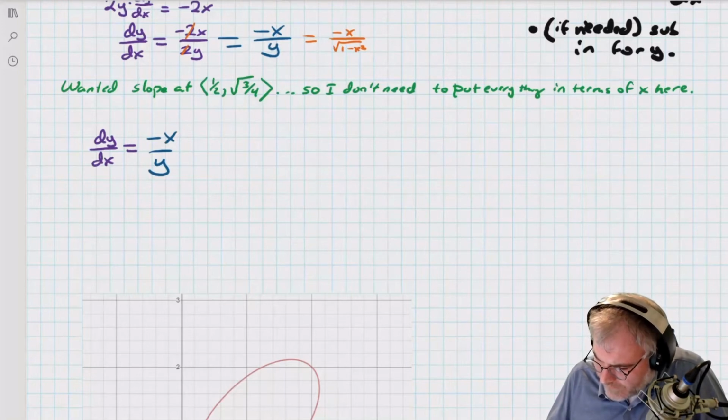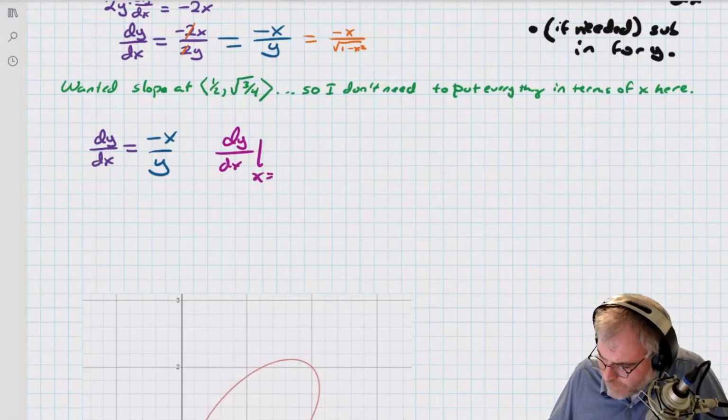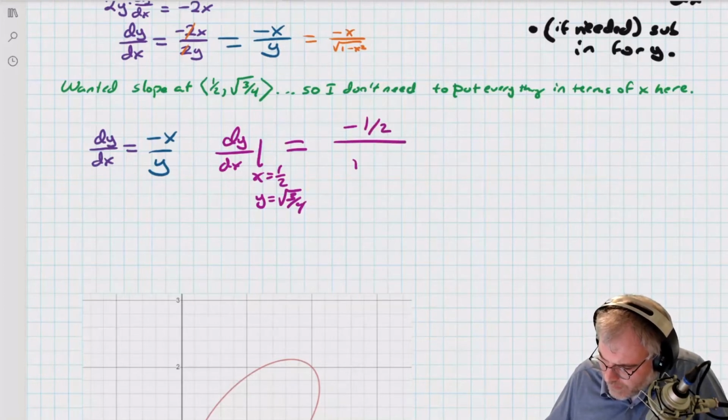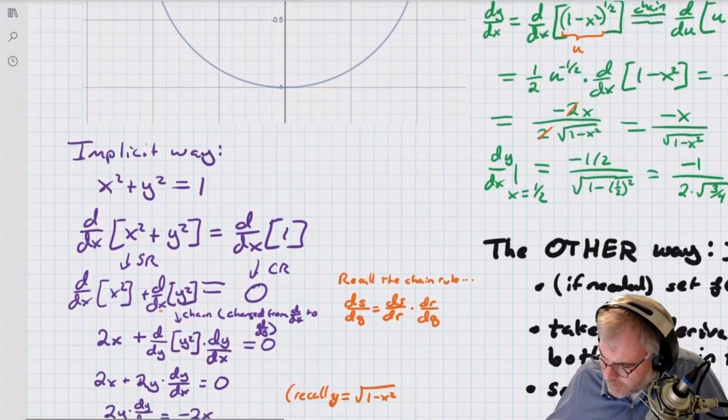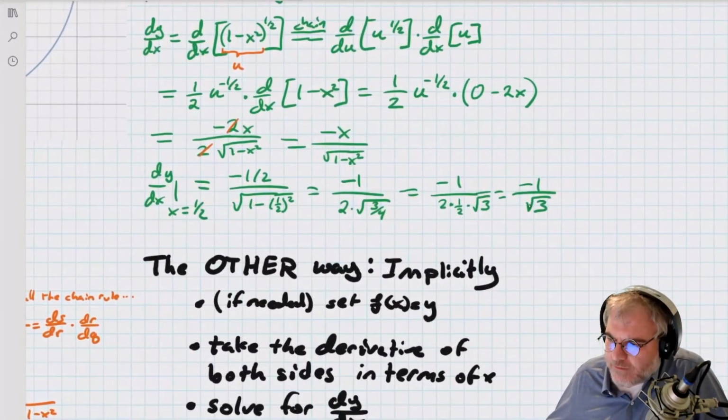Okay? So if I've got that, that means that dy over dx, when x equals 1/2 and y equals the square root of 3/4, equals -1/2 over the square root of 3/4. Okay, this right here is going to be the square root of 3 over 2. Okay, and the 2's cancel, and I wind up with -1 over the square root of 3. Which is what I wound up with here.